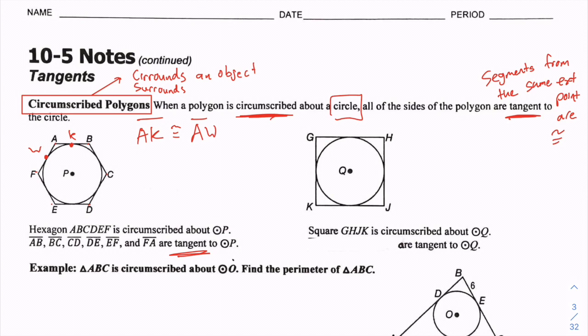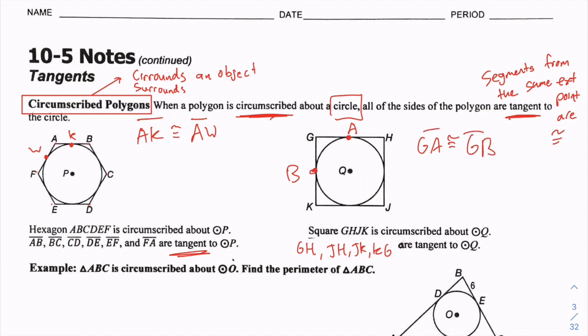Here's the easier one. Square GHJK is circumscribed about circle Q. Then we know all of these are tangents. So GH, JH, JK, and KG are tangent to that circle. I make this point here. Let's call this point A and call this point B. Here's an easier visual. G is the exterior point, and so we know GA is congruent to GB.